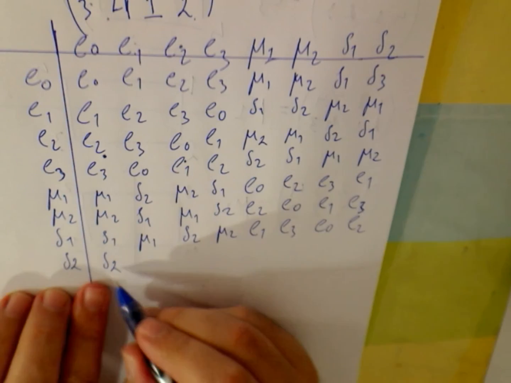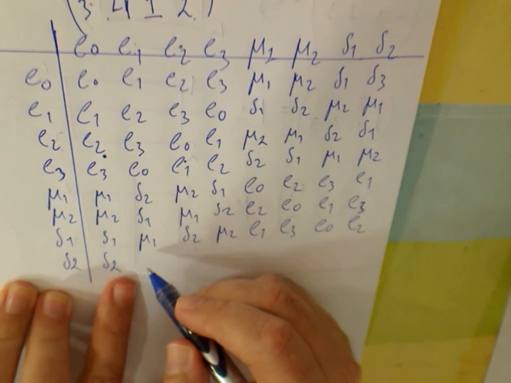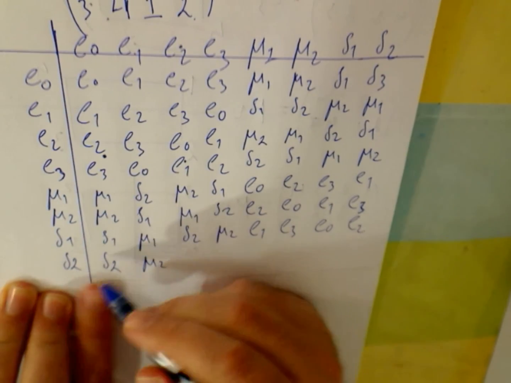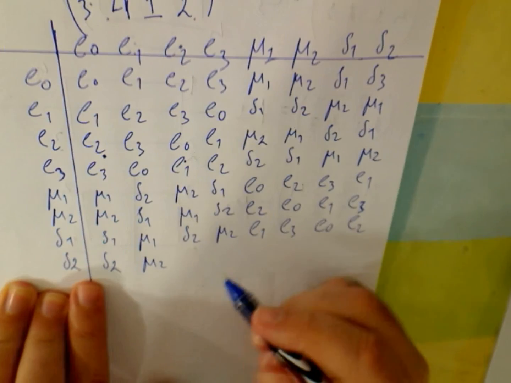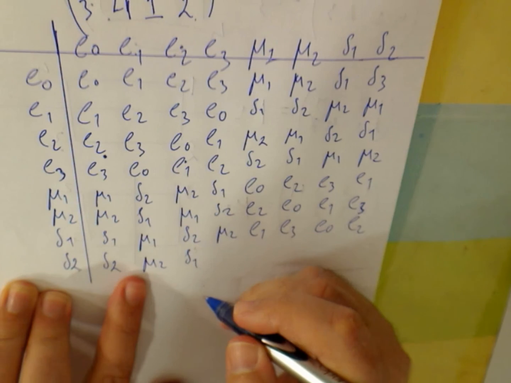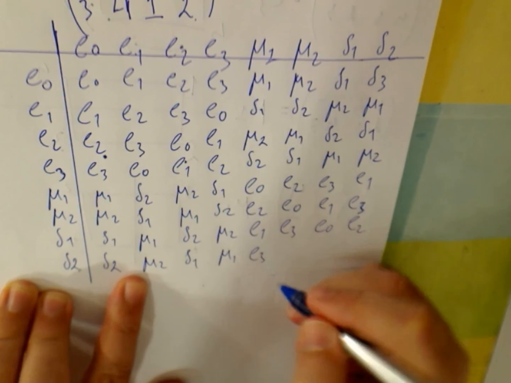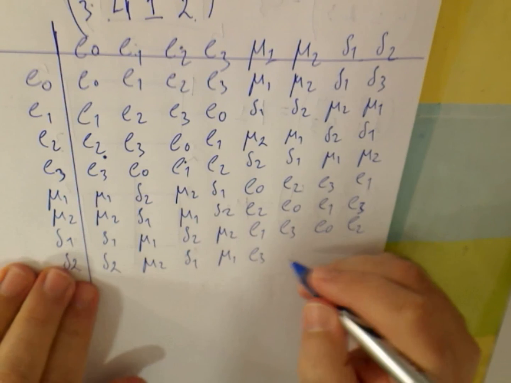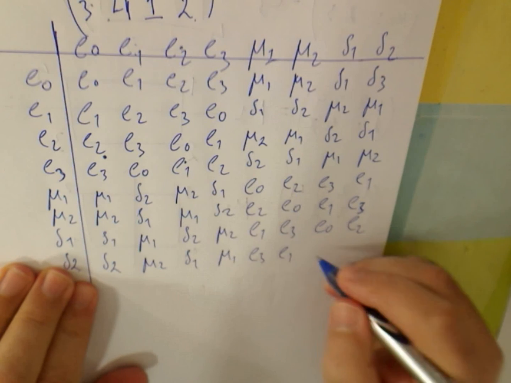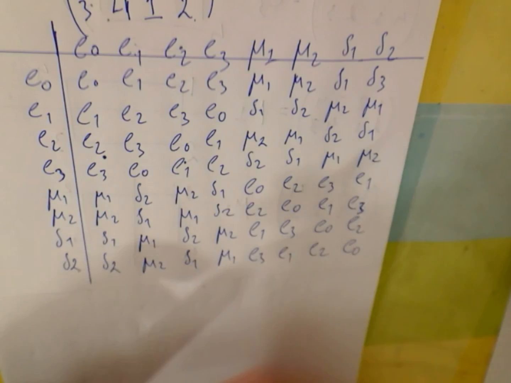And the last one, delta 2 times the identity, this will be M2, delta 2 times R1, yes, delta 1, M1, R3, R1, R2. Okay.